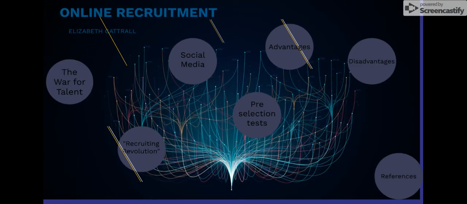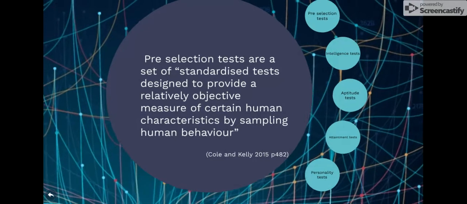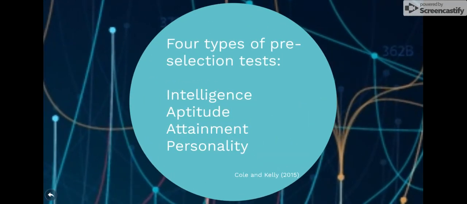So what else can online recruitment do? Well, we can add in pre-selection tests. This enables organisations to give candidates psychological tests before meeting face-to-face. These selection tests are standardised tests designed to provide a relatively objective measure of certain human characteristics by sampling human behaviour. There are 4 categories of pre-selection tests: intelligence, aptitude, attainment and personality.